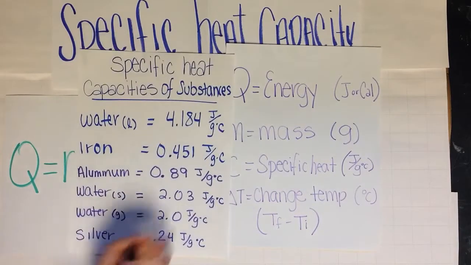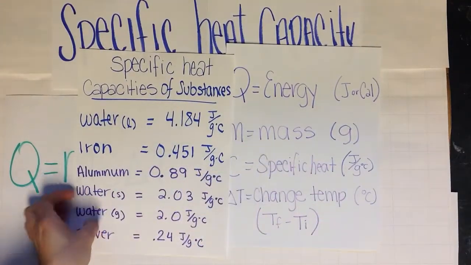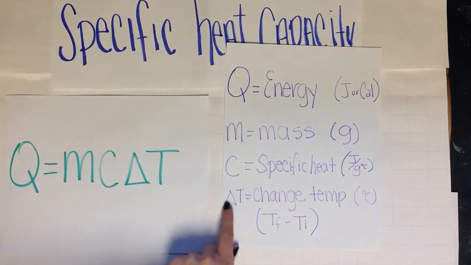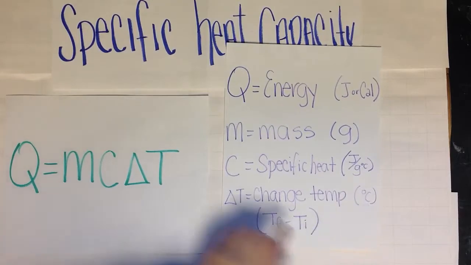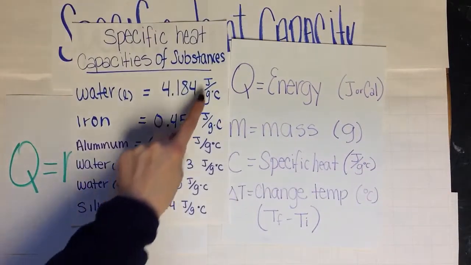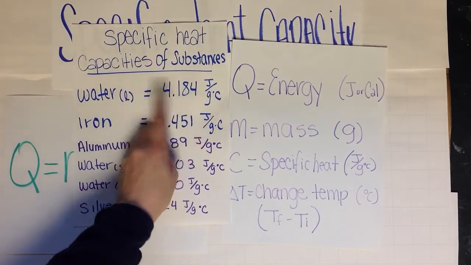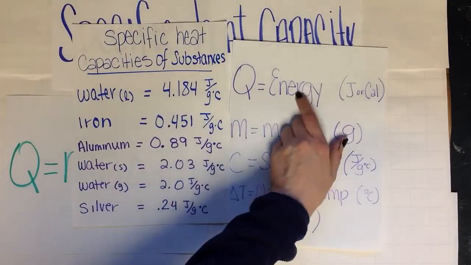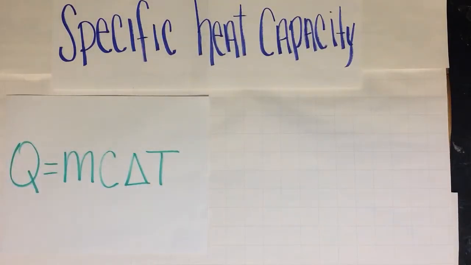So these specific heat capacities will be given to you in joules over grams degrees Celsius. And delta T, which is triangle T, is known as a change in temperature. Change in temperature is taking your final temperature minus your initial temperature, and that's in degrees Celsius. So if I'm going to use my specific heat capacities seen here, energy is measured in joules, so this specific heat capacity value needs joules for energy. Okay?